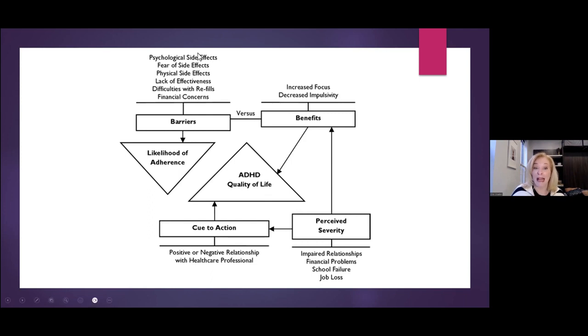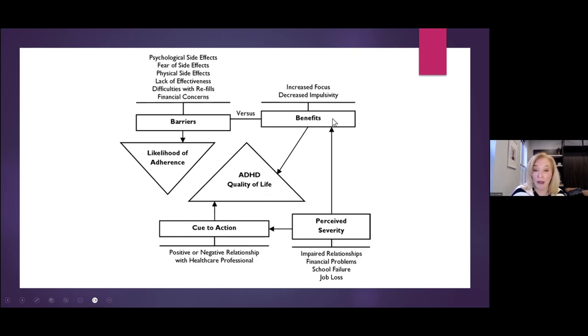So those are all barriers that are going to affect how likely someone is to adhere to a medication regimen. And so the more we can do as psychologists to help them with these, to talk through some of these barriers, the more likely they're going to adhere to the medication. And what are some of the benefits? Well, we can talk about that with them: increased focus, decreased impulsivity, and that relates to a better quality of life.